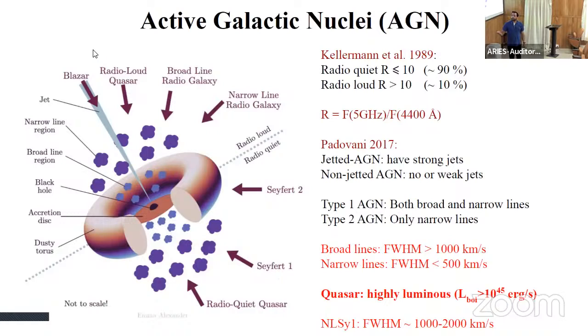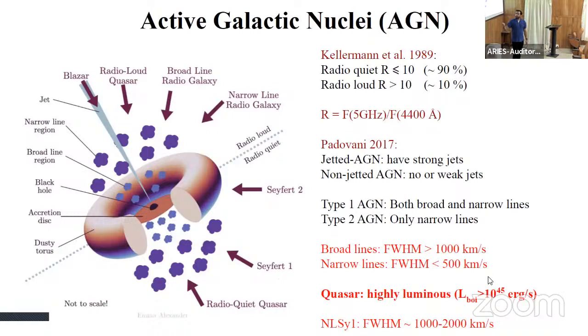Accordingly, AGN can be classified as radio loud and radio quiet. But today I'll be focusing mainly on radio quiet sources, and among radio quiet sources, mainly on radio quiet quasars. The quasars are the AGN with luminosity greater than 10^45.